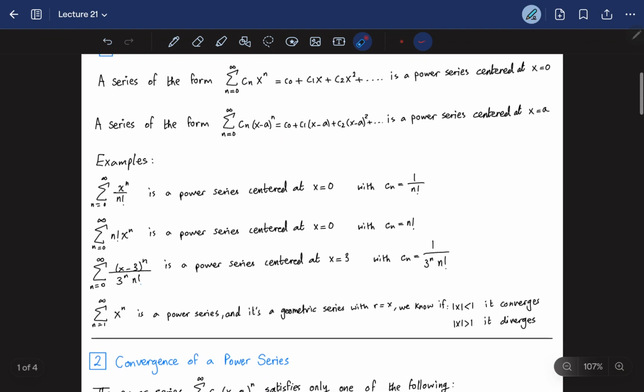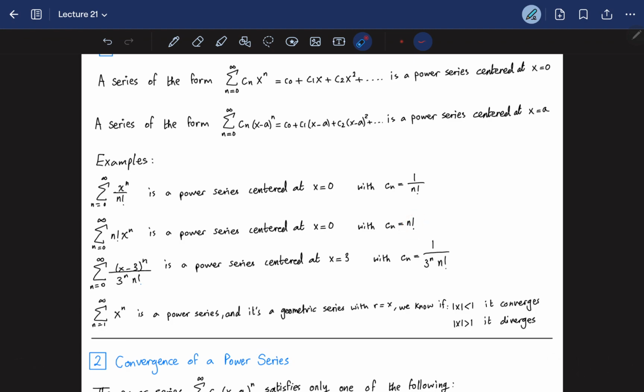If I have the summation of x to the n over n factorial, this is obviously a power series since I have x to the n and something multiplied by it in terms of n. So here, this is a power series centered at x equals 0, and my c of n is just 1 over n factorial. Similarly here, a power series centered at 0, but my c of n is just n factorial.